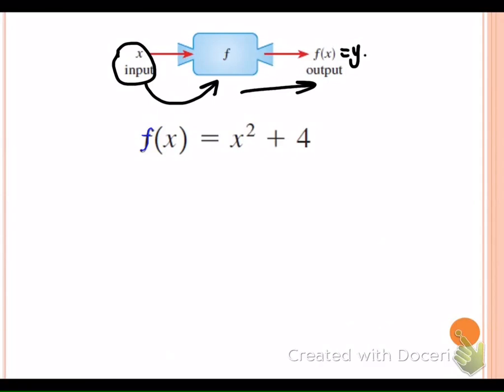We refer to this as f of x. It's not f times x, it's not anything special. But essentially what this f stands for is the name, the function name. The name of the function.